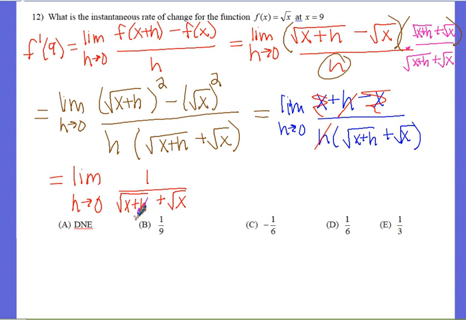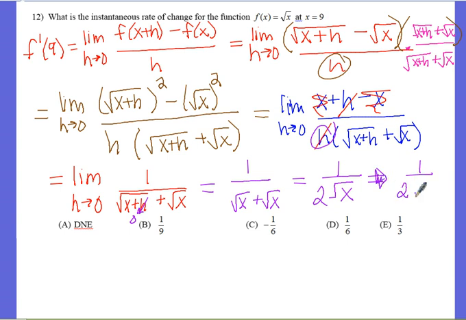Here, h goes to 0. Now I finally get to put in my limit value of 0 because I canceled this h right here. Therefore, my answer would be 1 over the square root of x plus the square root of x. When you add two things that are the same, you get two of them. So that is the derivative, and now I'm going to do it at 9. I'm going to do the derivative at 9, and that would be 1 over 2 root 9, which would be 3, and that would be 1/6, D.